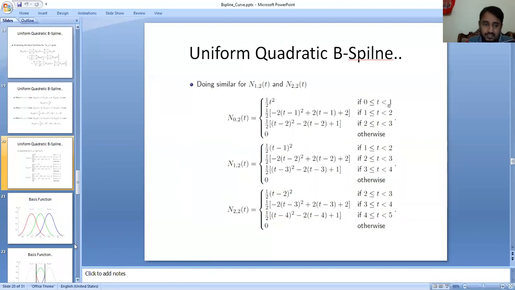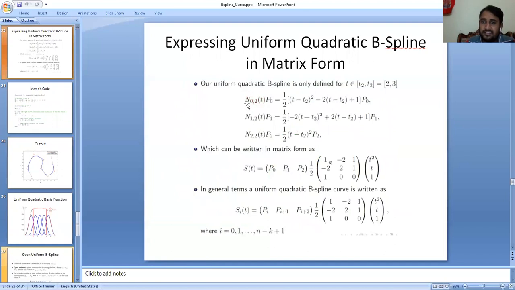So what we are writing, our uniform quadratic B-spline is only defined for t equal to 2 to 3, where this is 2 to 3, 2 to 3, and 2 to 3. Both the equations, all the three functions. So when we write this in the form of, we'll write T2, we'll write 2 and T3. There is nowhere T3, so we'll write only T2. T2 is 2.